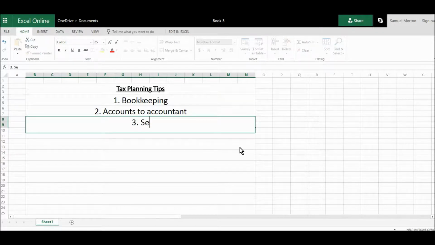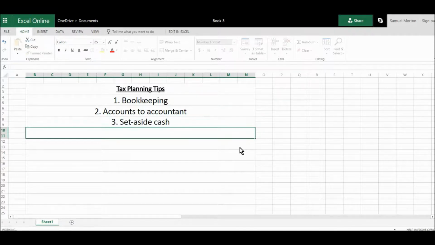My third tip is when you draw money out of the business, especially if you're a sole trader or a director of a company, whenever you take money out of the company or draw money out of a business, set aside some cash for your tax payment. So if you draw £1,000, $1,000 out of your business or company, then set aside anywhere, I would say, from 10 to 20% of that for the tax payment to cover the tax on the money you've taken out of the business.